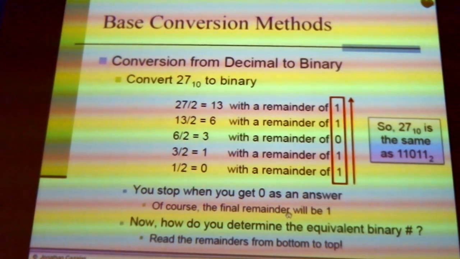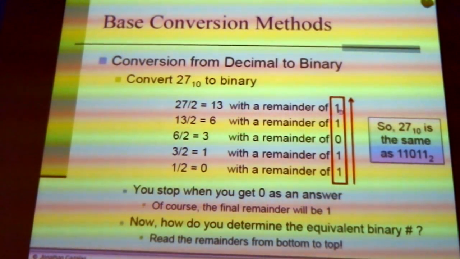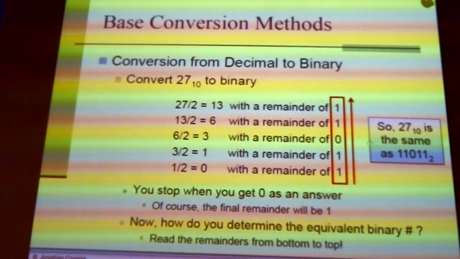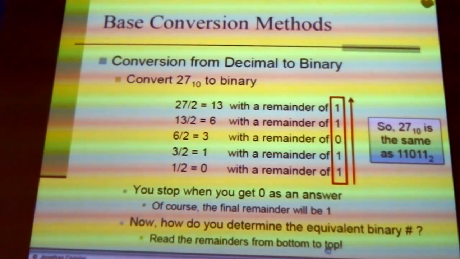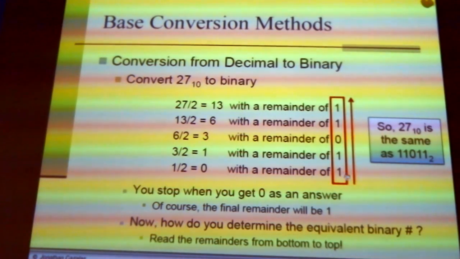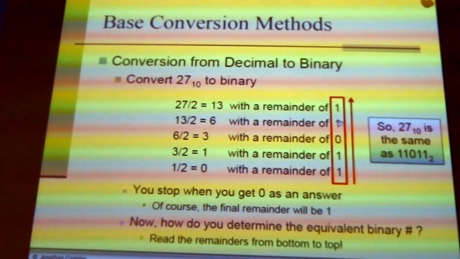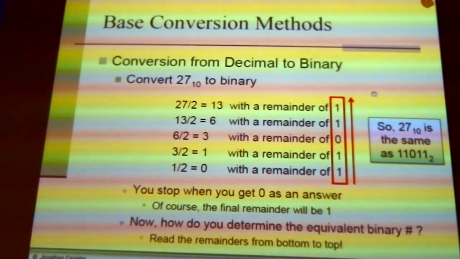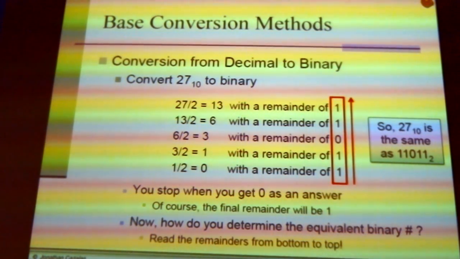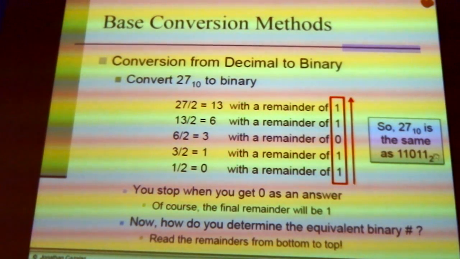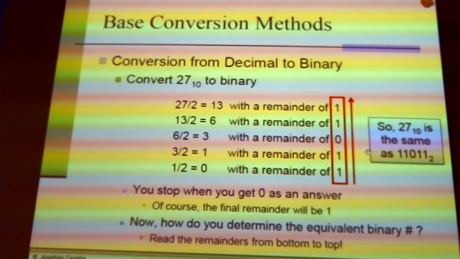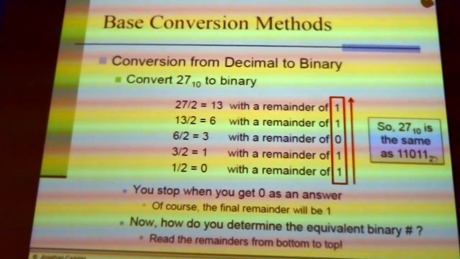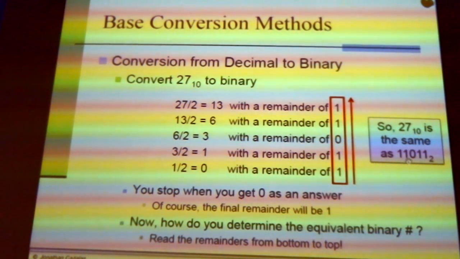So how do you take this and get your binary number out of it? This one is easy. You read the remainders from bottom to top. This is your rightmost position. This one is the best example because you have 1, 1, 0, 1, 1. What do they call those things? Palindrome? Yes, so it's really a palindrome. So here you see, you read the remainders from the bottom to the top, and from right to left, and that's how you get your conversion.